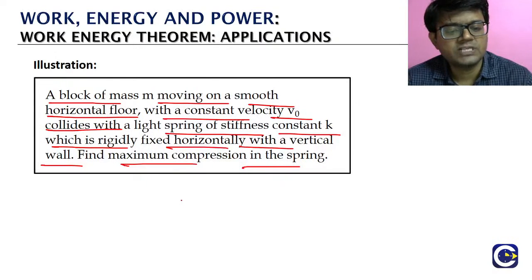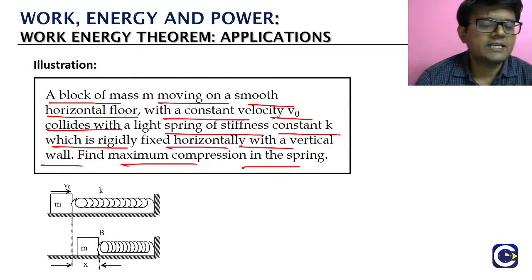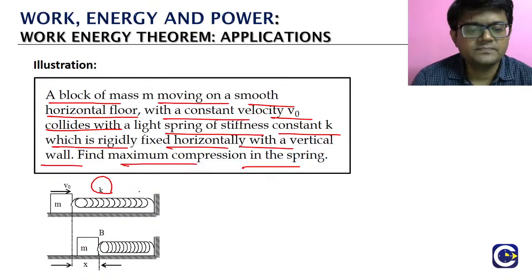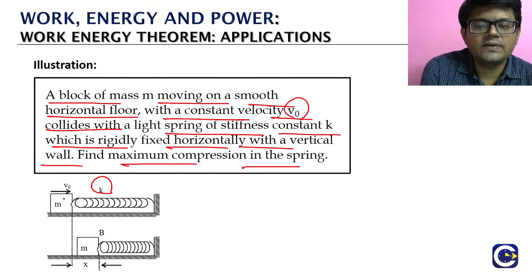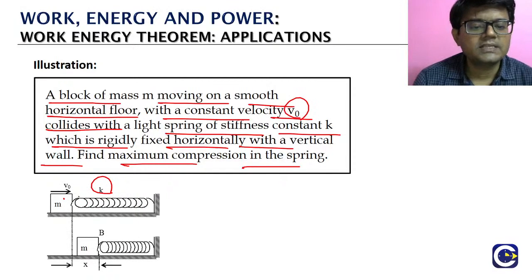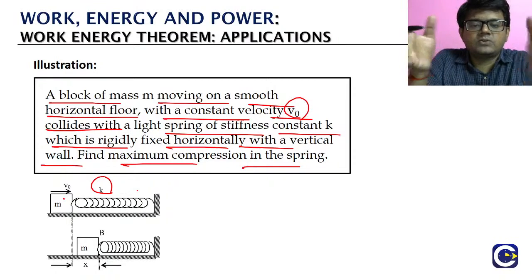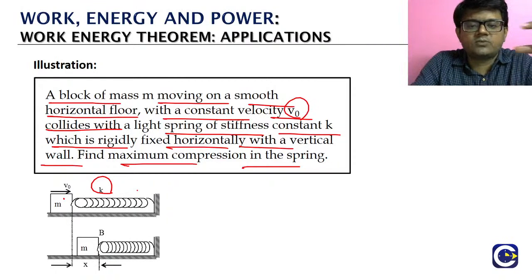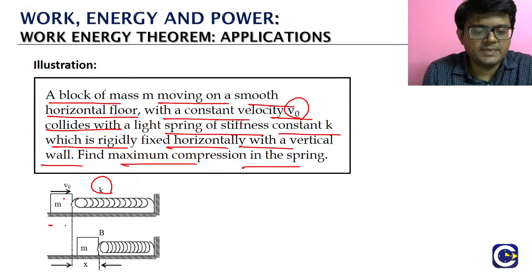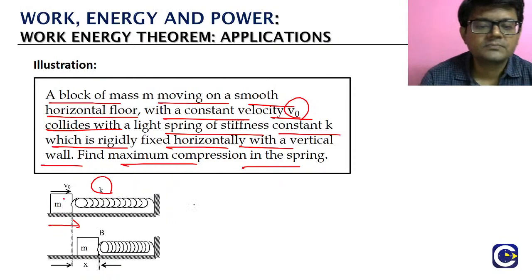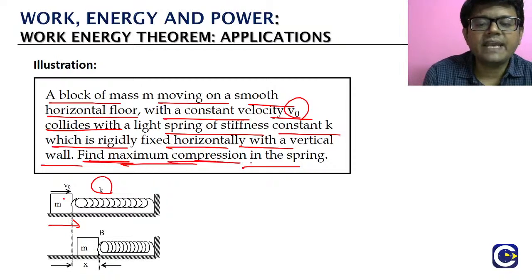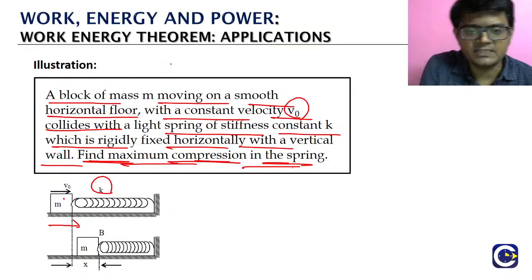Now look at how the situation is. We have a spring of stiffness k, there is a block of mass m, and its velocity is v0. It is coming and colliding. Then see what is going to happen. The block comes and collides with the spring, so it will start compressing the spring. What are they asking? Find the maximum compression in the spring. It's a standard question.